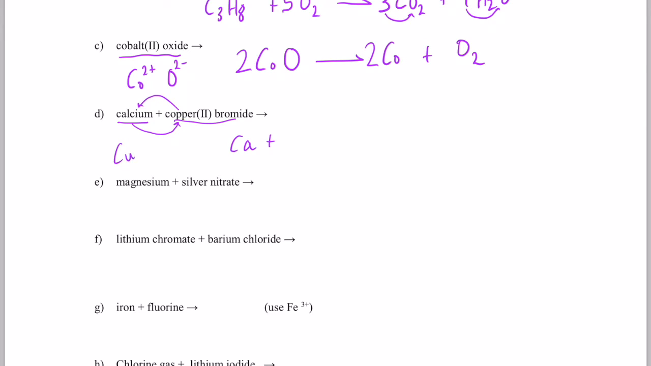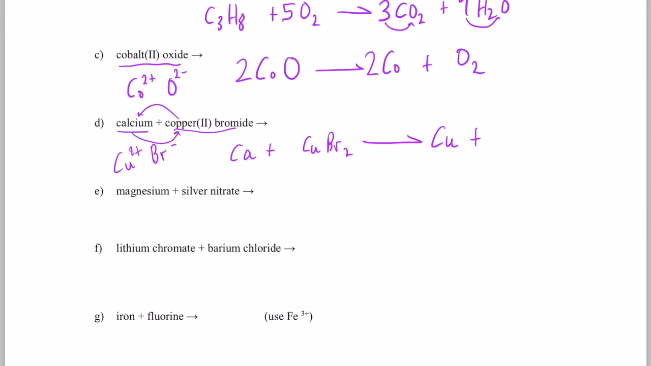So copper 2 means it's copper 2 plus. Bromide comes from bromine in group 17, it's 1 negative. So I have CuBr2. And it looks like copper is going to be all by itself now. And that the calcium will be with the bromine.